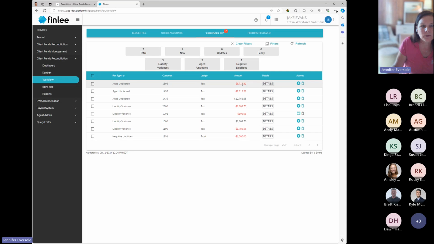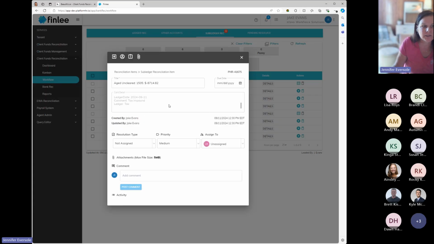The other thing that we're looking for is aged uncleared. These are individual transactions as opposed to the liability variance and the negative liabilities, which are all aggregates of transactions. So an aged uncleared tells me that this is an ACH transaction that should have cleared but hasn't. This transaction is an ACH, and it's for a positive 8714. I know that because I'm short 8714, which means I did not get the deposit I was expecting. The transaction date here is 3/1, and we just reconciled 3/15.